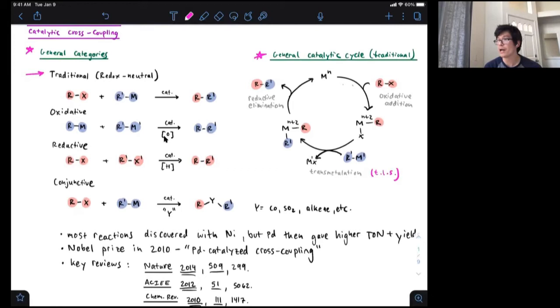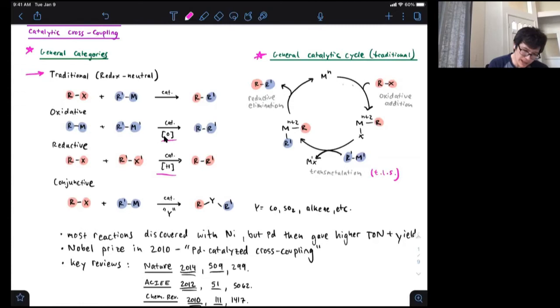You can cross couple, and here I'm just using cross couple to mean two different reaction partners. You can cross couple two organometallic reagents in an oxidative mode. The key here is that you need some terminal oxidant to turn over the catalytic cycle. We saw this idea in the context of the oxidative Heck coupling. You can have a reductive coupling where you have two different organohalide electrophiles, and then you just need a terminal reductant. In the context of nickel couplings, these are often metallic zinc or metallic manganese, and sometimes strong organic reductants can do the trick as well.